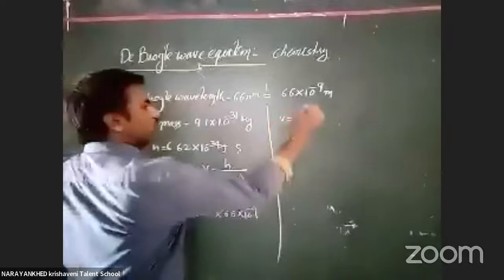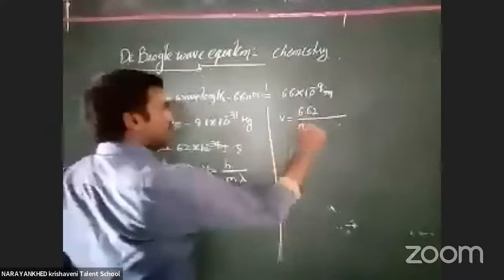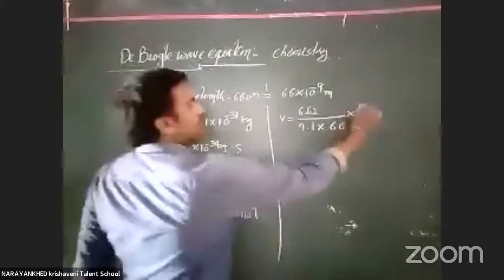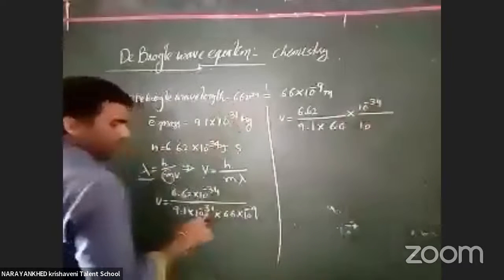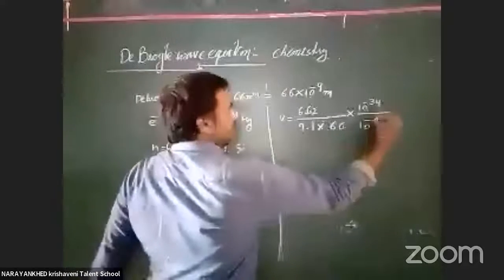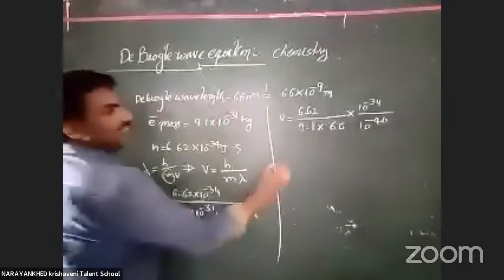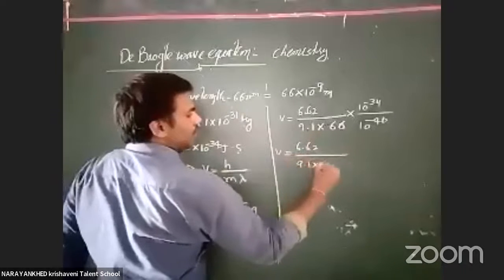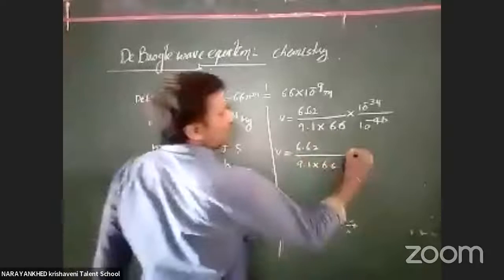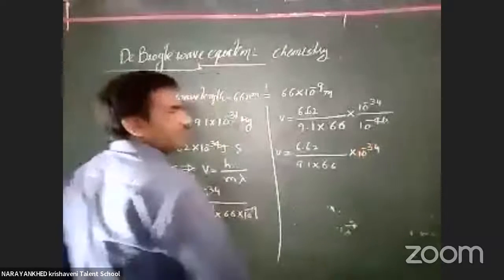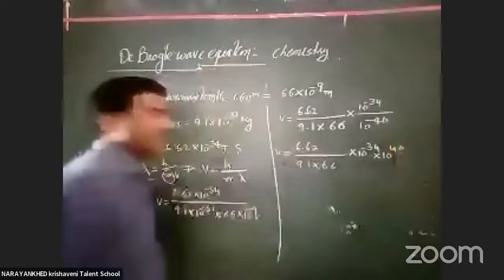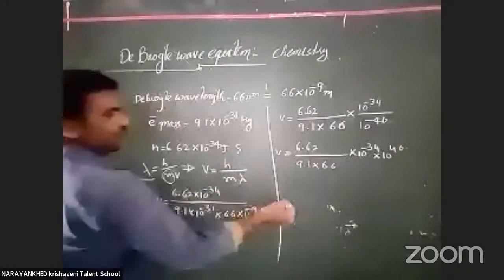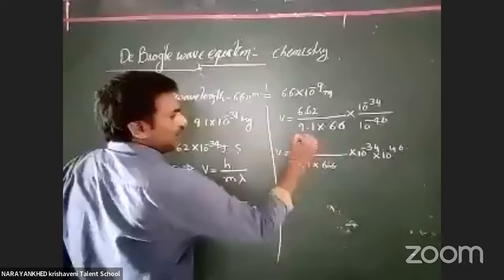Now v is equal to, simply we take the powers of 10 at one place. 9.1 into 66, and the powers of 10: 10 to the power of minus 34 by 10 to the power of minus 31 minus 9, that becomes 40. Clear or not, all the students? Now v becomes 6.62 by 9.1 into 66 into 10 to the power of minus 34 into 10 to the power of plus 40. It is in the order of 10 to the power of minus 6. The answer of the calculation is approximately 0.1.